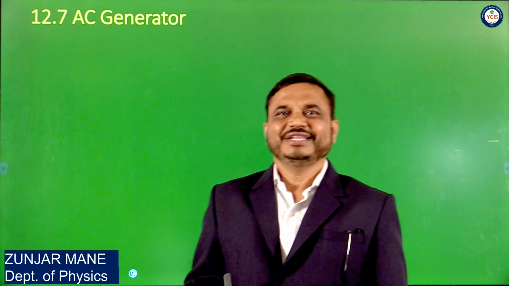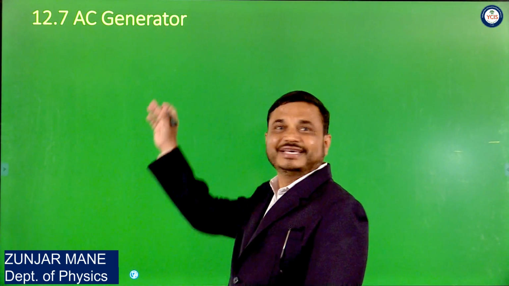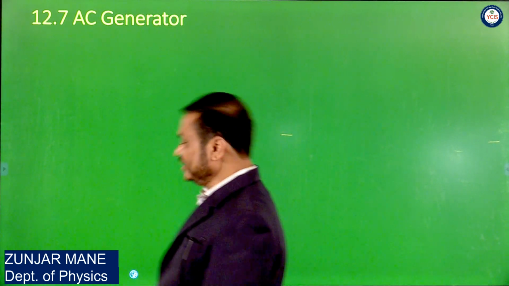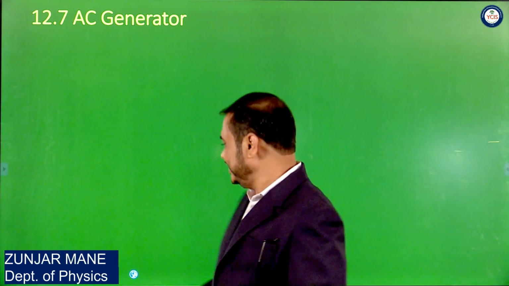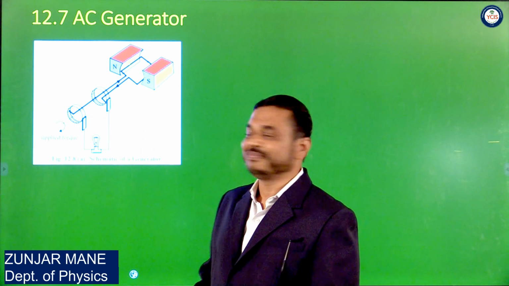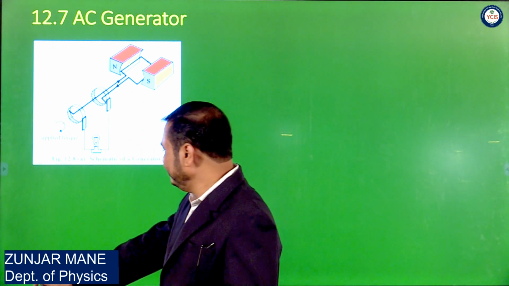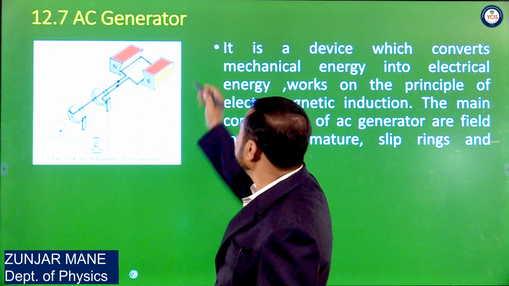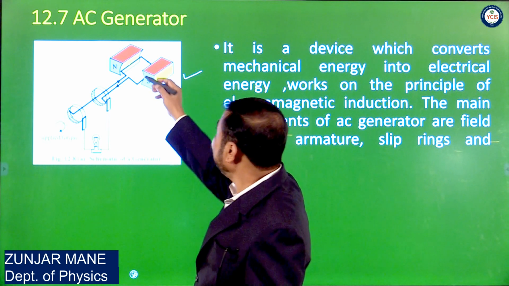Welcome student. The next article from the topic electromagnetic induction is the AC generator. In a previous standard you saw the AC generator. First we see the construction of the AC generator. The AC generator consists of major components, that is the concave pole pieces, then the armature.